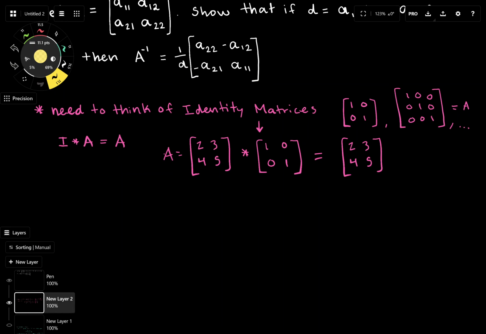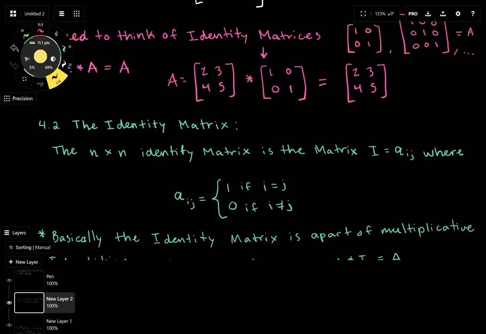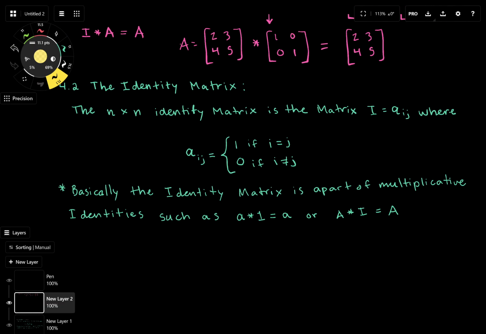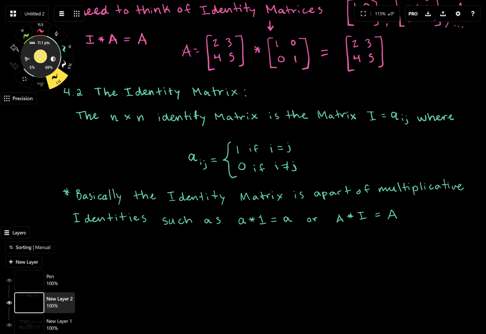And just as a recap, I have this section on identity matrices. Basically, it's a multiplicative identity, such as A times 1 equals A, or for the matrix, it's A times I equals A.